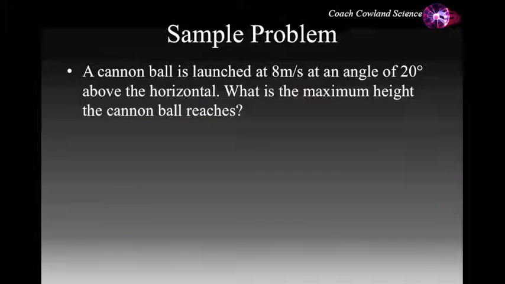Let's try an example. A cannonball is launched at 8 meters per second at an angle of 20 degrees above the horizontal. What is the maximum height the cannonball reaches? First, let's identify the information.